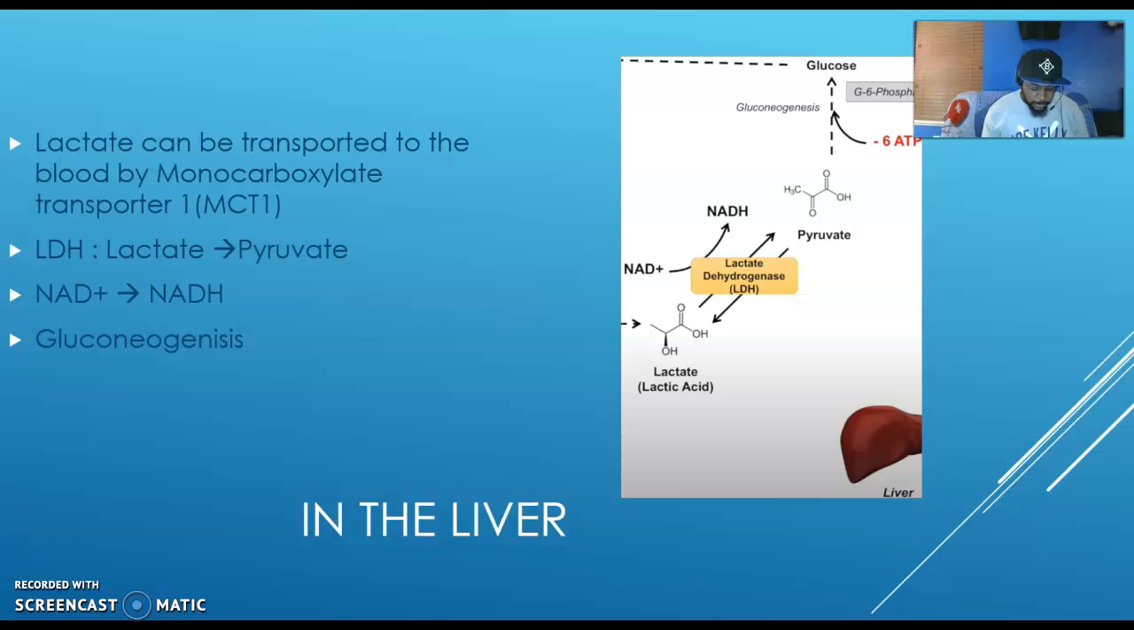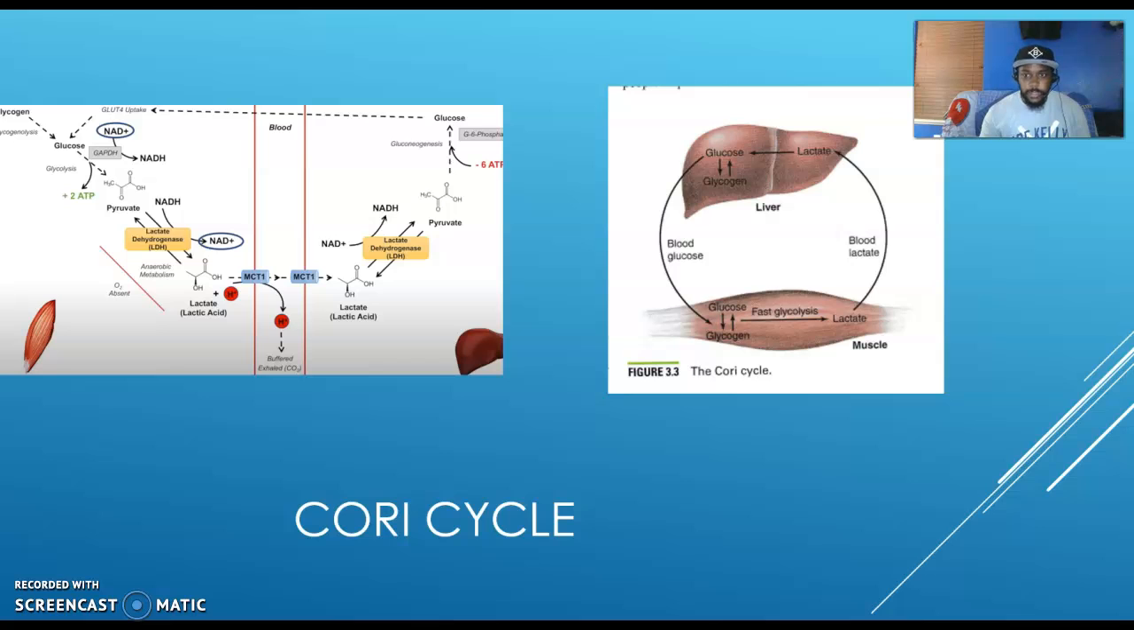Two pyruvates are required to form 1 glucose. That's because glucose is 6 carbons, and pyruvate is made out of 3 carbons. The cost of this stage is 6 ATP, and this whole cycle is the Cori cycle.